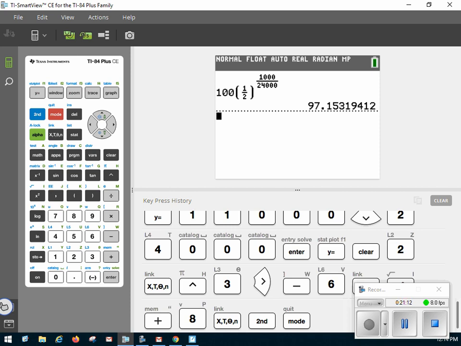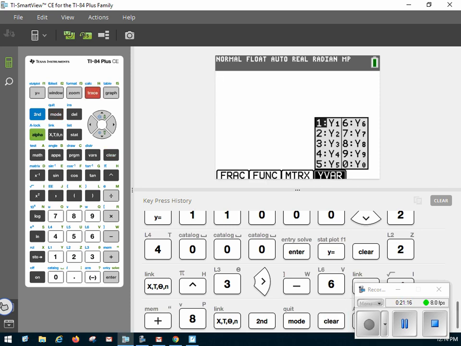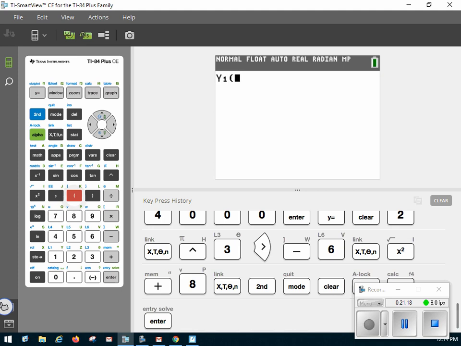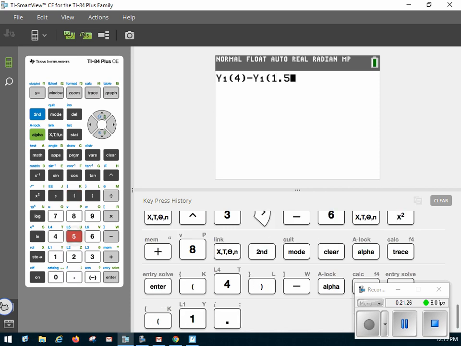If we go back to the home screen and we go evaluated at 4 minus evaluated at 1.5. Huh? Did I need it this time? No, because that's positive.